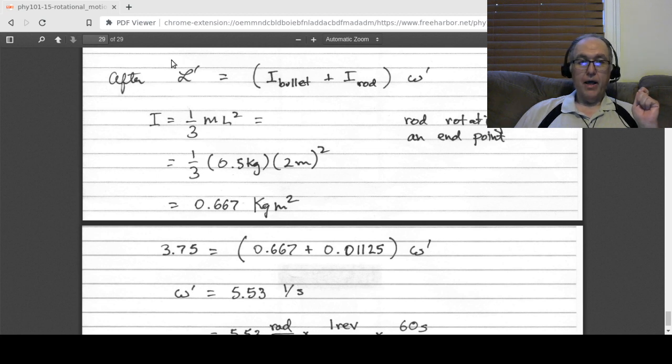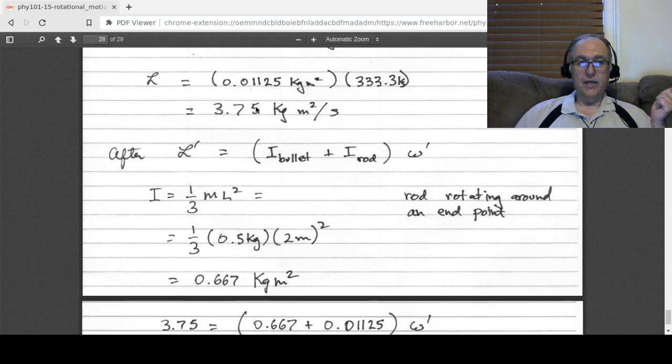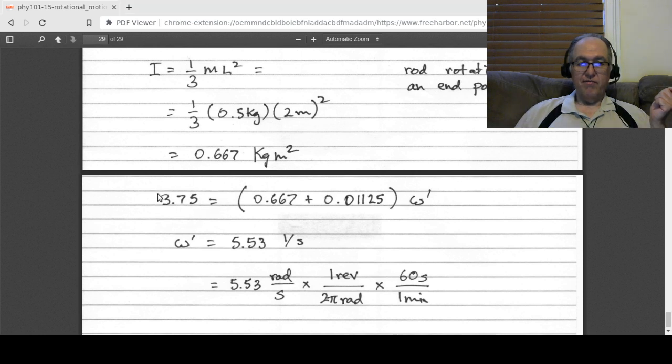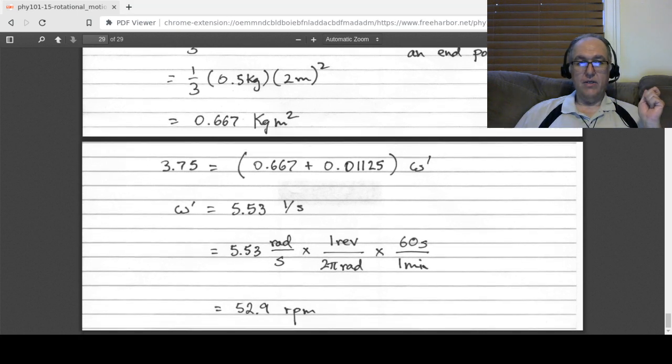And so now, I probably should have rewritten this formula here, but L primed, that's your angular momentum. It's the same before and after, and that's your 3.75. So 3.75, the total angular momentum, is equal to the sum of the two moments of inertia multiplied by their common angular velocity. And that gives you the angular velocity of 5.53 per second. Okay, so there you go. There it is in omega. That answers the question, in per second.